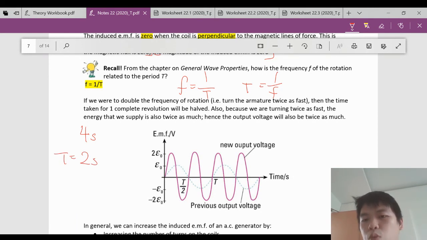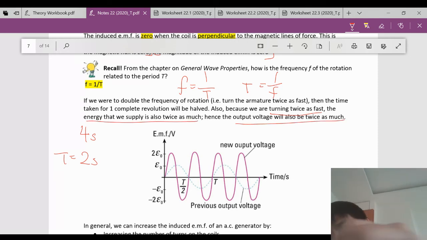Because the turning is twice as fast, the energy that we supply is also twice as much. Because you want to turn it faster, you need more energy, remember? So since the energy is more, hence the output will also be twice as much. So let's start again. Because we turn twice as fast, we need more energy. Energy is twice as much, that's why the output will be twice as much. Your output induced voltage is twice as much, so your EMF maximum will be higher. At the same time, the lower one also will be higher.